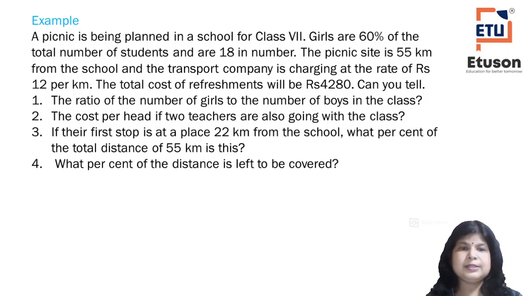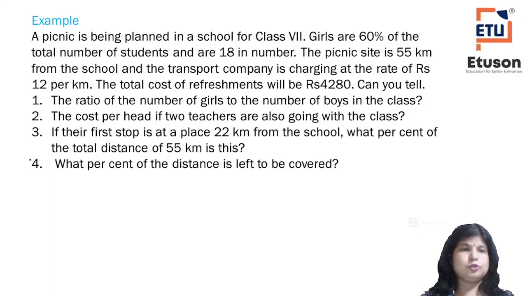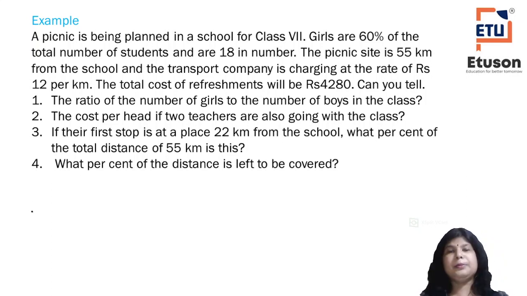If their first stop is at a place 22 km from the school, what percent of the total distance of 55 km is this? And the last question, what percent of the distance is left to be covered? So let us solve these questions one by one. So question number 1: here you have to find out the ratio of number of girls to number of boys. For that, first you need to find out the total number of girls and boys.